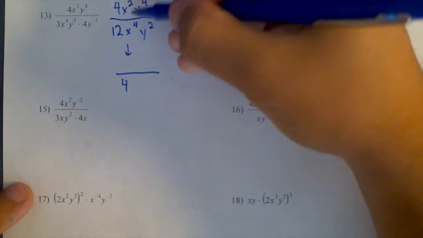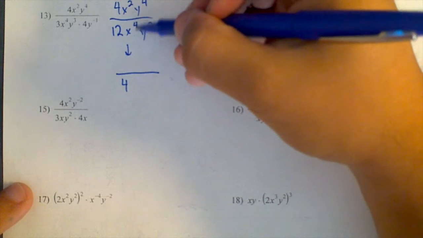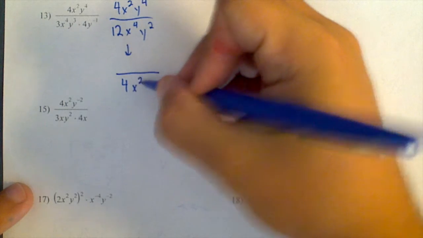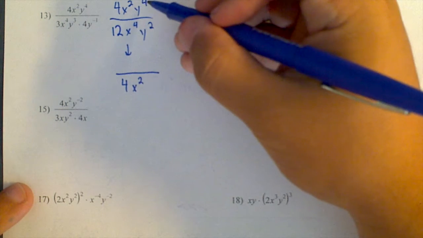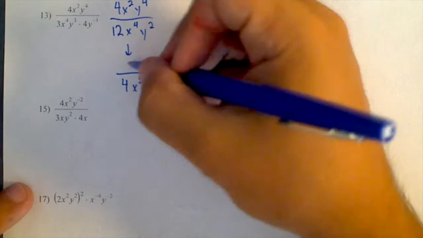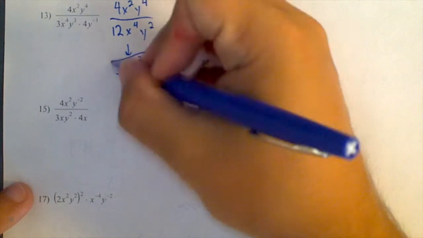Okay. X's, division rule. Keep the base, subtract the exponents. 4 minus 2 is 2. And since there's more on bottom, I'll keep x squared on the bottom. Same thing with the y's. Keep the base, subtract the exponents. 4 minus 2 is 2. And since there's more y's on top, that's where it stays.